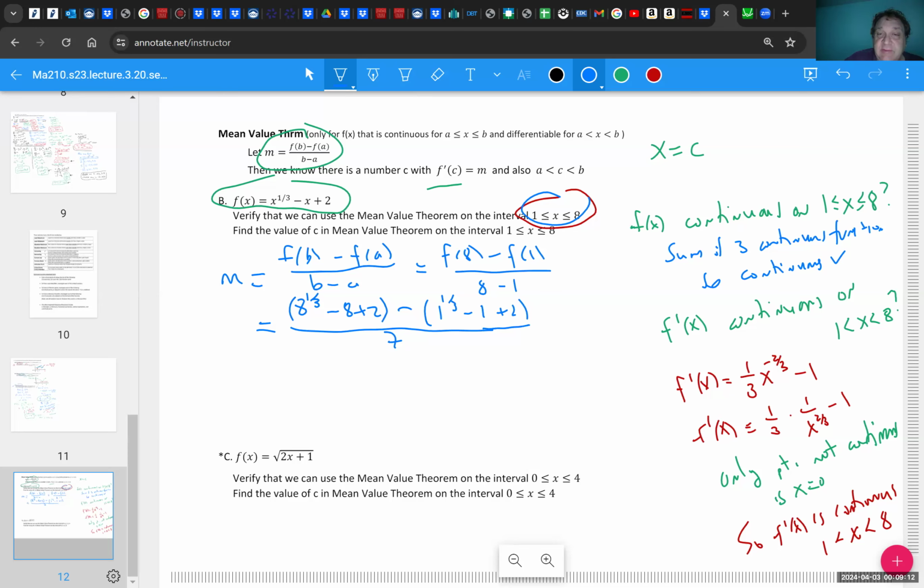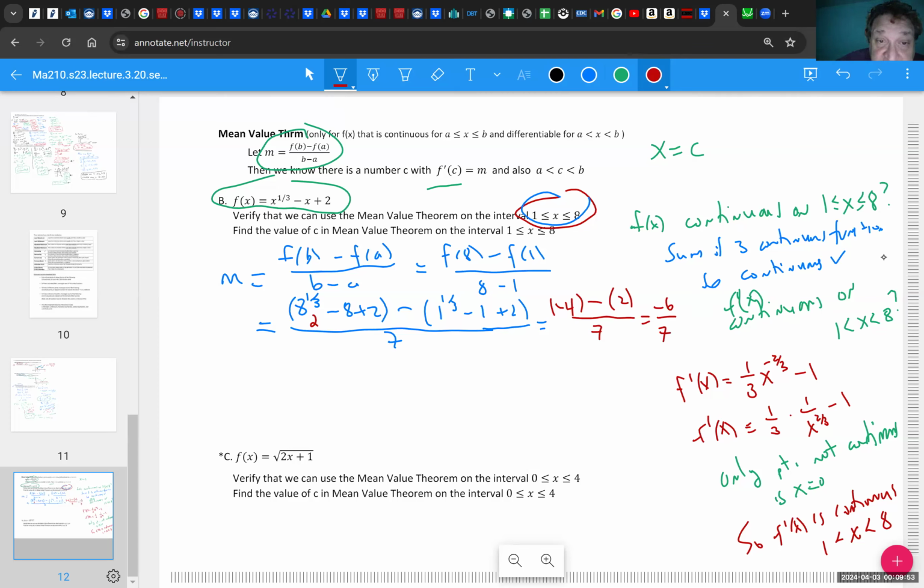All right, let's see if I can do this and not use much more space. 8 to the 1/3 is 2. So this is 2 minus 8 plus 2, which I believe is -4. So we get -4. Here we get 1 minus 1 plus 2. So we get -4 minus 2 over 7, which is -4 minus 2 is -6 over 7.